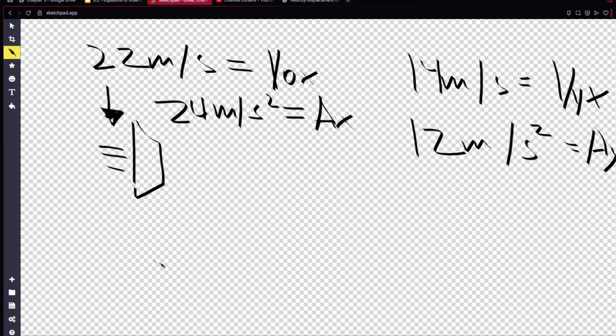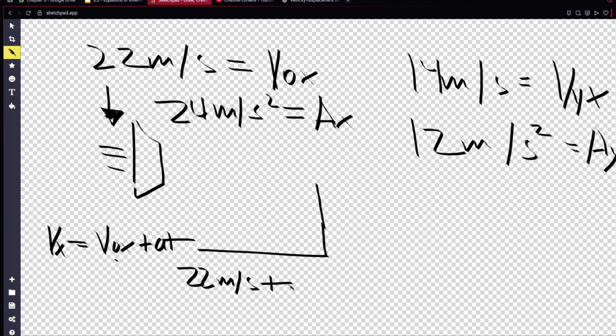What we're going to do is draw these vectors out. I'm not even going to use the Cartesian coordinate plane because I don't want it to mess anything up. Here we have 22 meters per second. Sorry, my voice is a little raspy. Okay. And we're going to use the kinematic equation Vx equals Vox plus AT. So the Vox is 22 meters per second plus 24 times the t, which is 7 seconds here. This is after 7 seconds what our velocity vectors in the x and y direction will look like.